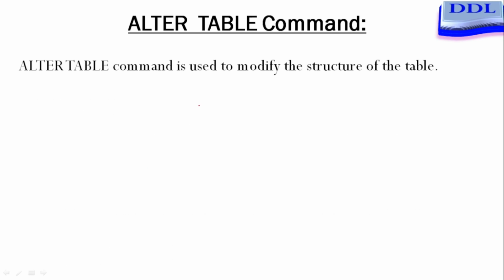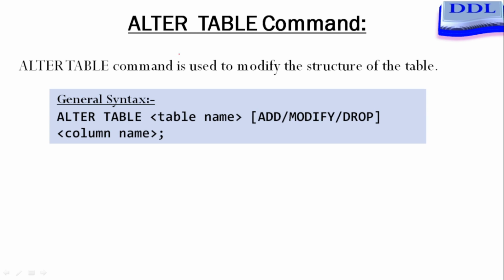Next command is the alter table command. Alter table command is used to modify the structure of the table. After creating the table, if we need to change the structure of the table, we use this alter table command. The syntax is alter table. After that, give the table name which is to be altered, and we can give 3 clauses: add, modify, or drop. And after that, the column name should be given. This is the general syntax for alter table command.